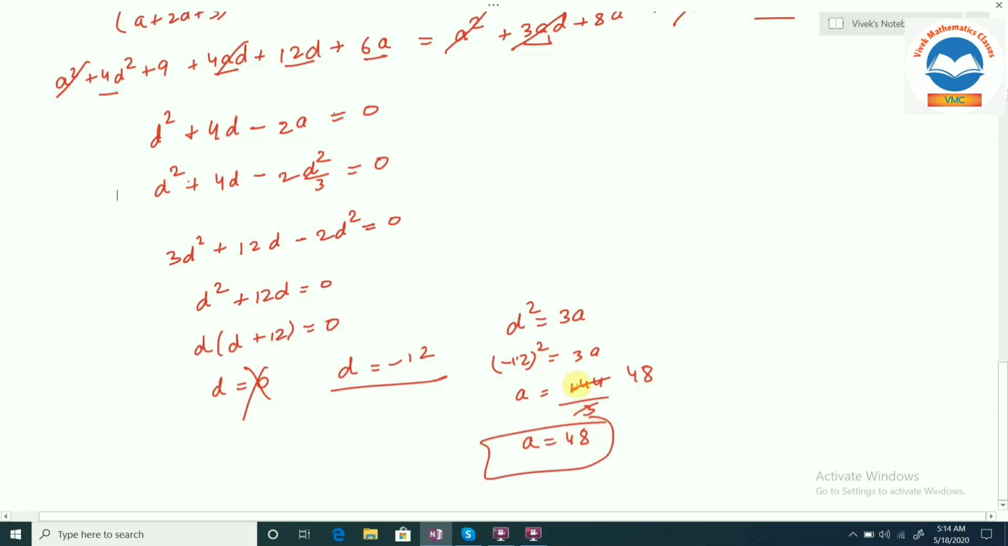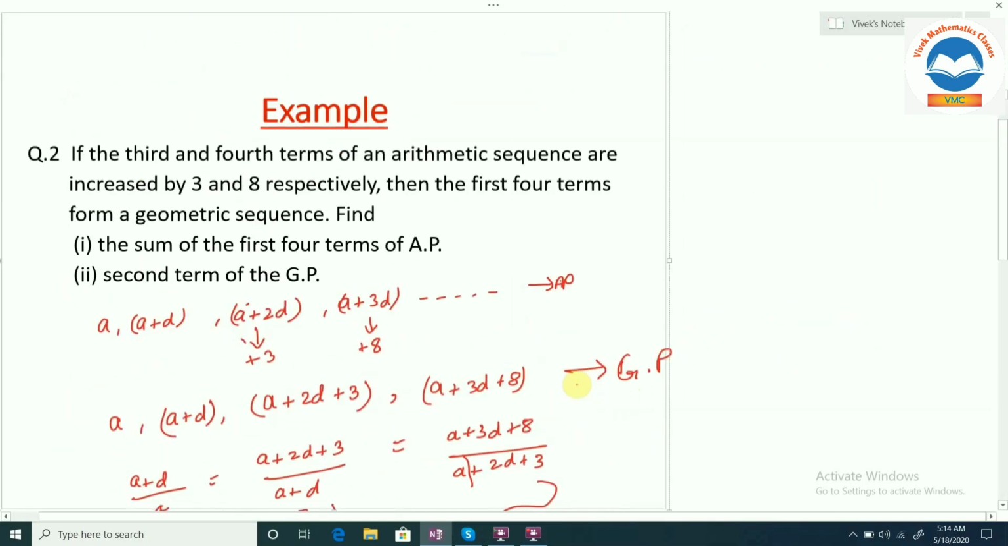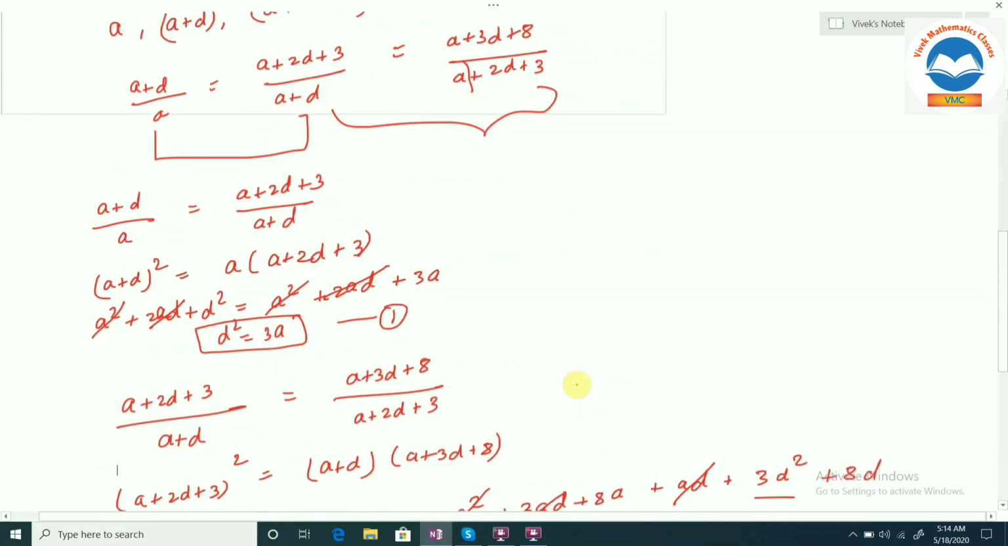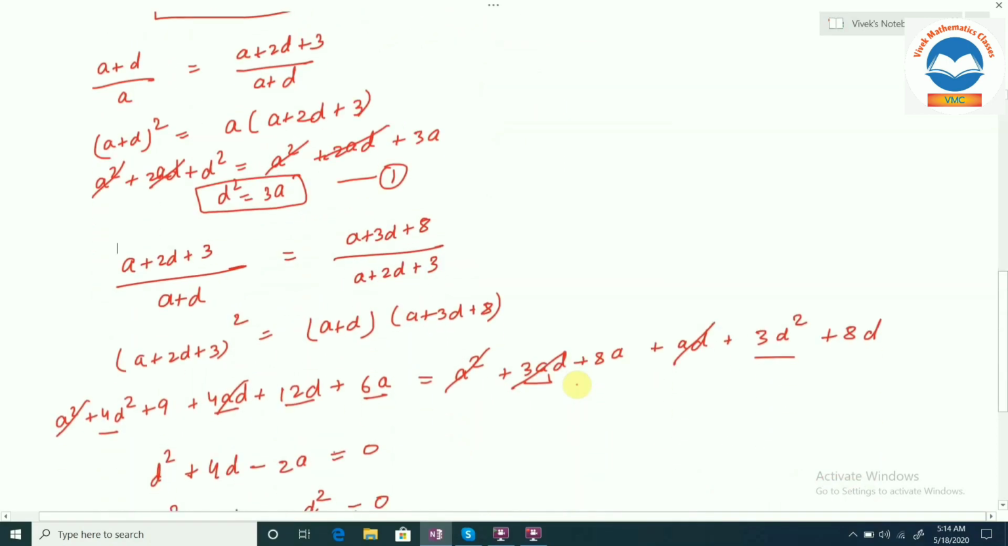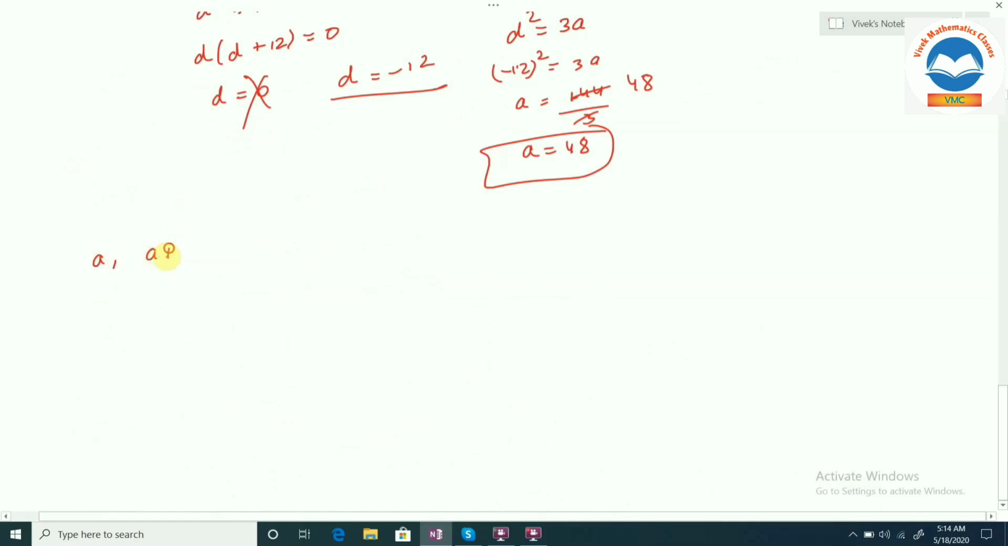Next, what are they asking? First part, they are asking the sum of the first 4 terms of the AP. It means S4 of the AP. So what will be our AP? Our AP will be a, a plus d, a plus 2d, then a plus 3d, and so on. Okay, this is our AP.